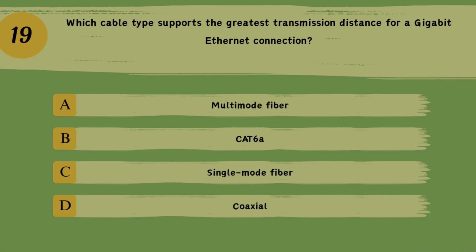Question 19. Which cable type supports the greatest transmission distance for a gigabit Ethernet connection? A. Multimode fiber. B. TIA-T6A. C. Single-mode fiber. D. Coaxial. Correct answer, C. Single-mode fiber.